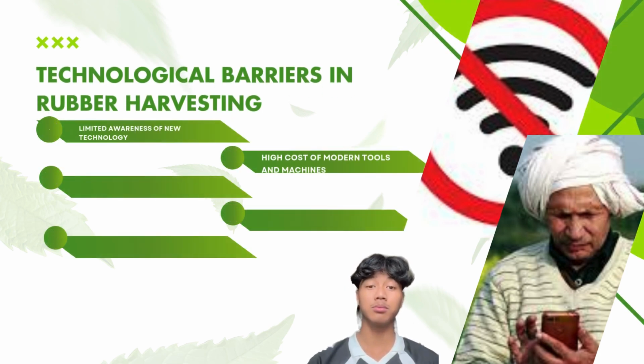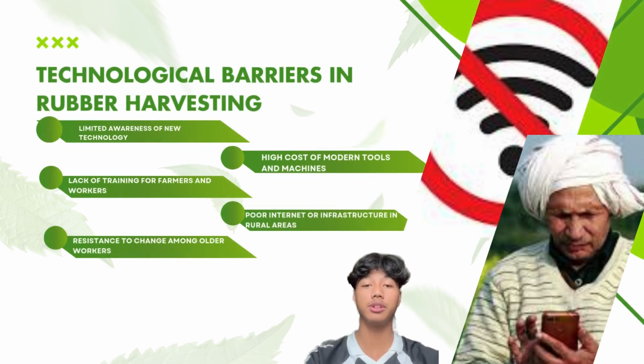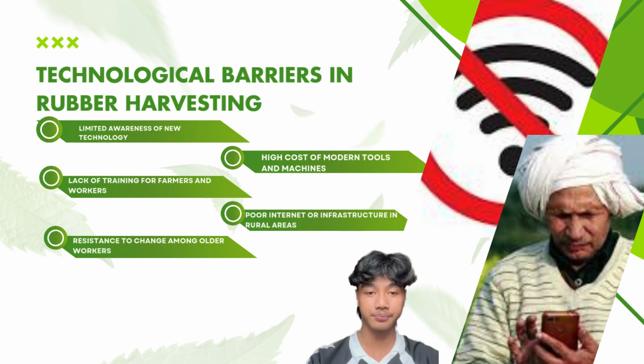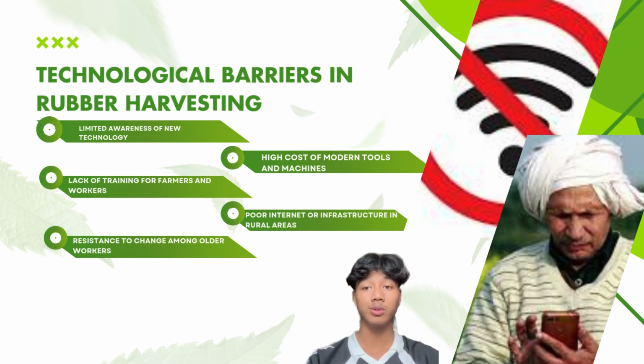Next, there are some technological barriers in rubber harvesting. One of the main challenges is a lack of awareness. Many small-scale farmers and plantation workers are simply unfamiliar with the tools and innovations available to them, such as motorized tapping machines, latex flow sensors, or mobile apps for farm management. Without exposure or demonstration, these technologies remain out of reach.